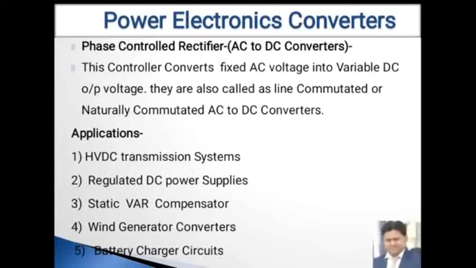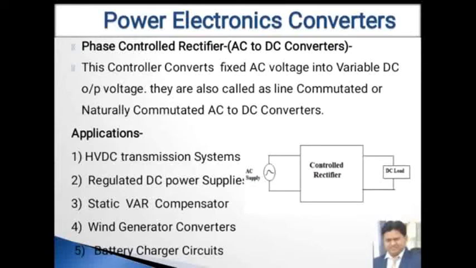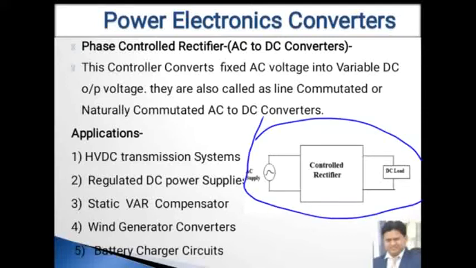Now next, you can see this is the block diagram of the phase control rectifier, in which you can see it converts the fixed AC voltage into variable DC output voltage.